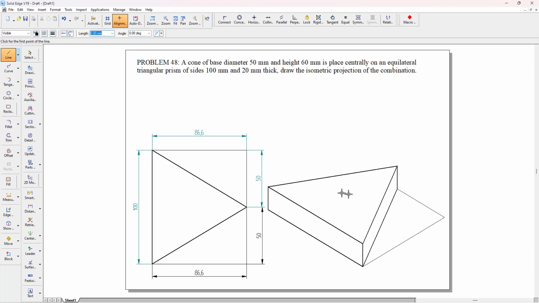Now I have to find the center of the triangle, above which we have a cone. The cone's base diameter is given as 50 mm and height is given as 60 mm. First I'm going to draw, but before that I'm going to find the center of the triangle.